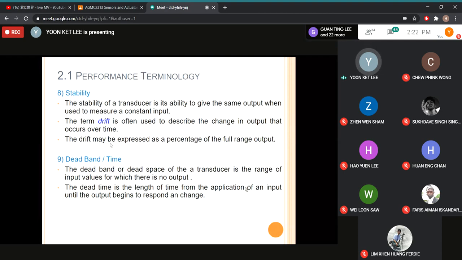So all this terminology actually is very important. When you really go into the industry, you need to look at the spec. You need to carefully read the spec and check whether your application environment is within your sensor range or not. If not, you better change.